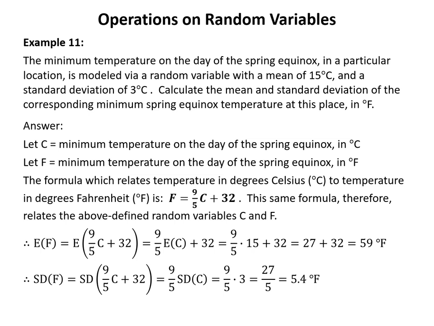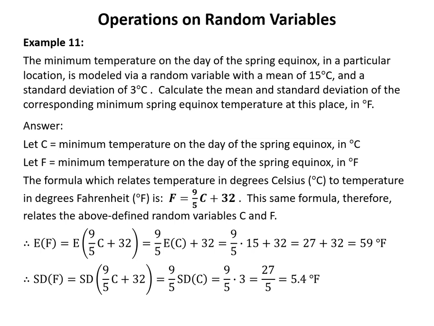Now, the formula which relates temperature in degrees Celsius to temperature in degrees Fahrenheit is a well-known formula that goes as follows: F equals 9/5 C plus 32. This same formula, therefore, relates the above defined random variables C and F.